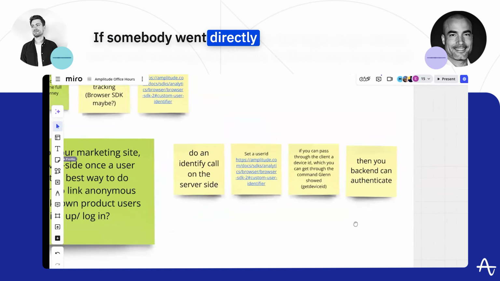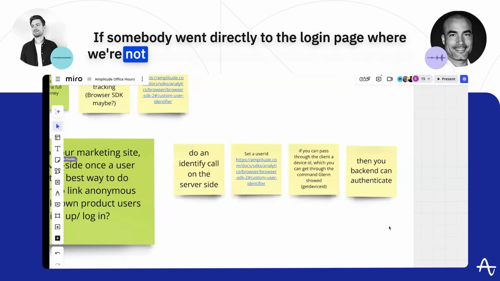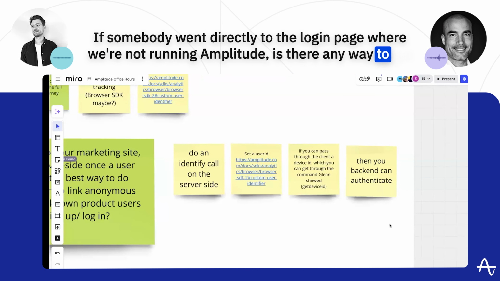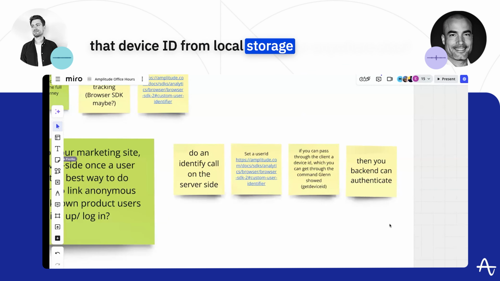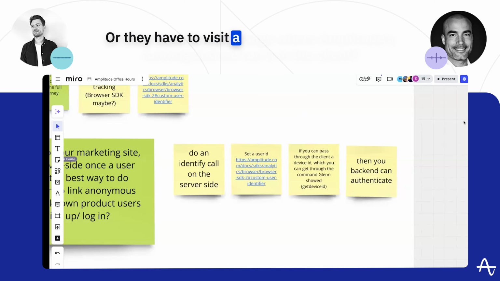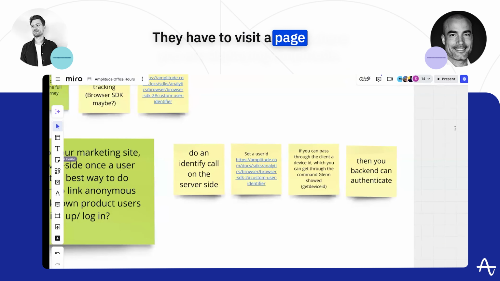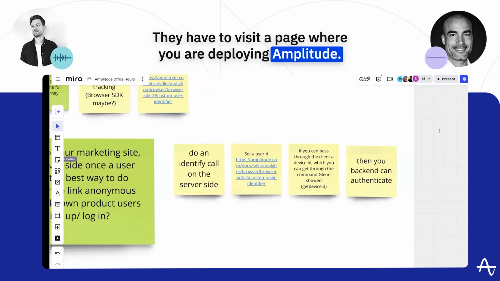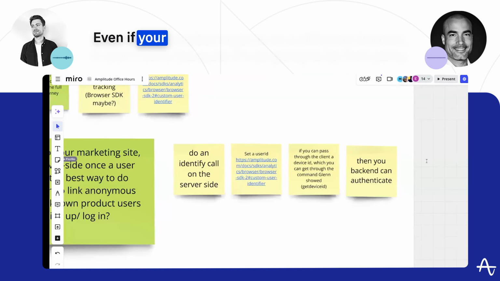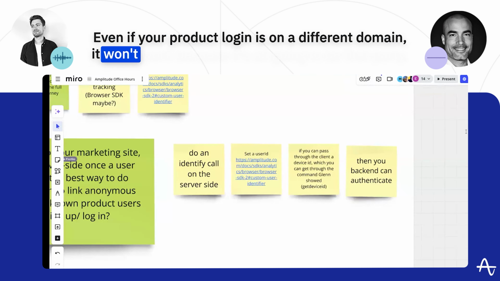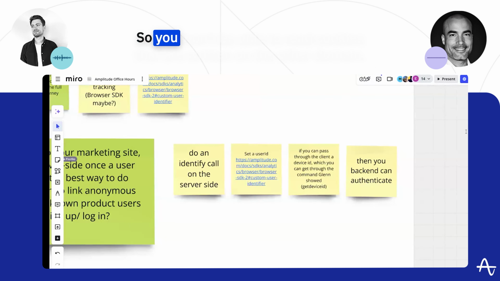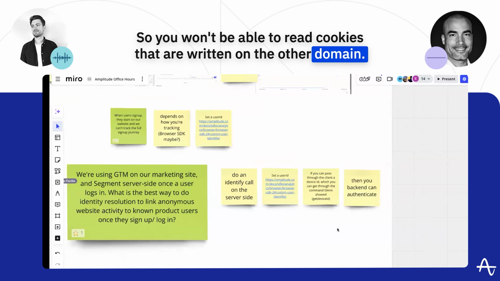If somebody went directly to the login page where we're not running Amplitude, is there any way to get that device ID from local storage or anywhere else, or they have to visit a page where Amplitude's running and we run it in the client? They have to visit a page where you are deploying Amplitude. Even if your product login is on a different domain, it won't work because it's all going to be first party. So you won't be able to read cookies that are written on the other domain. Thank you.